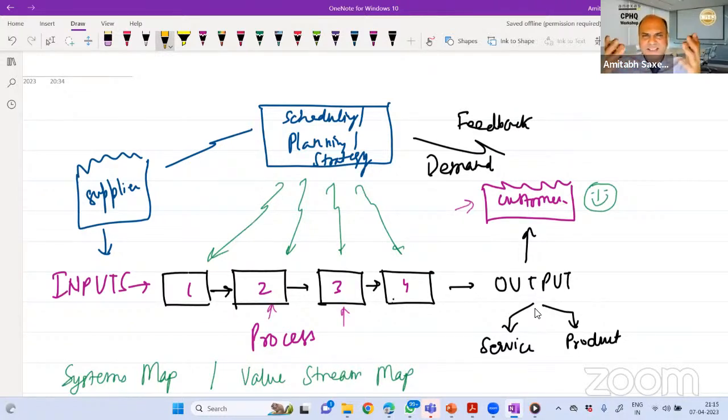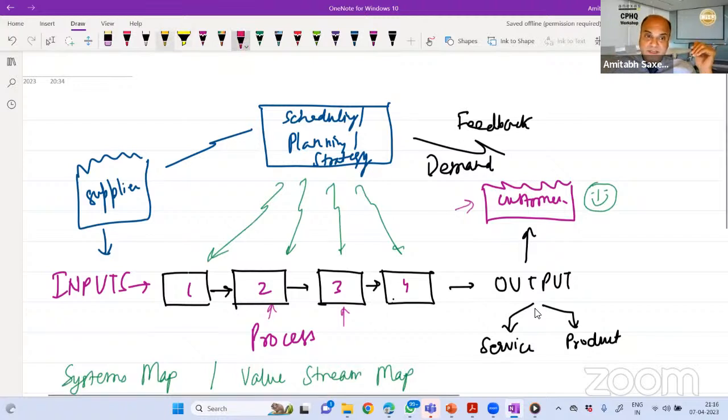One of them is just moving around, transportation, motion, searching, looking for items, looking for information, waiting for another department to complete their job so that I can start my job. These are all known as wasteful activities.